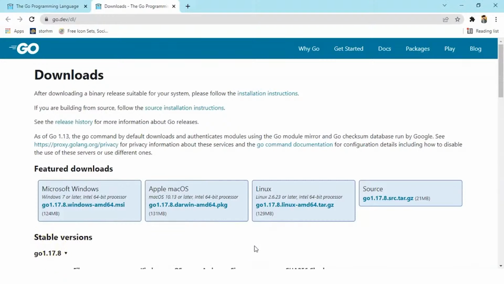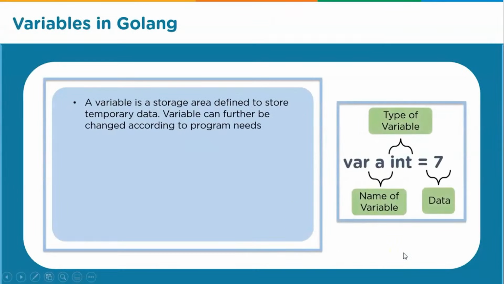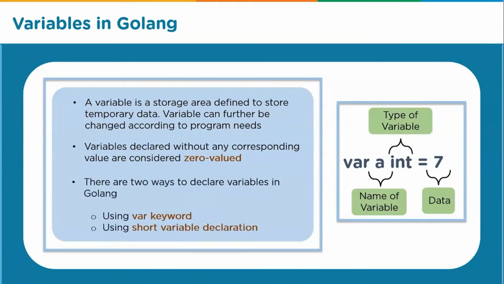Now, we will learn about variables in Golang. A variable is a storage area defined to store temporary data and perform operations on them. Moreover, variable values can further be changed according to program needs. Variables declared without any corresponding value are considered zero-valued. There are mainly two ways to declare variables in Golang, that is using var keyword and using short variable declaration. Let's move to VS Code and see the declarations live.